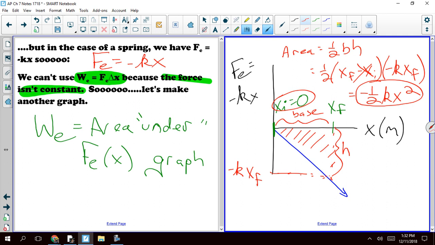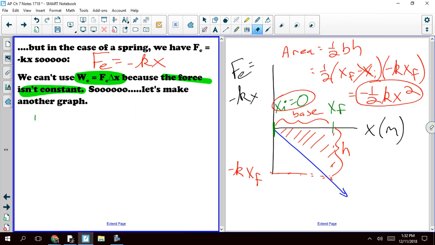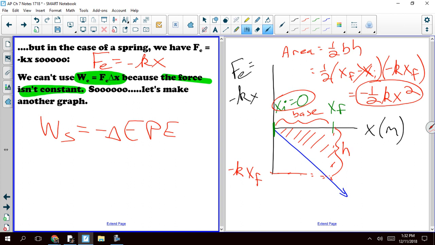Okay. Oh, but remember this. We learned that the work done by a conservative force is equal to the opposite of the change in its potential energy. So the work done by the spring is equal to the opposite of the change in elastic potential energy. Oops, sorry, I wanted to use an E here, right? Which makes sense here, right?